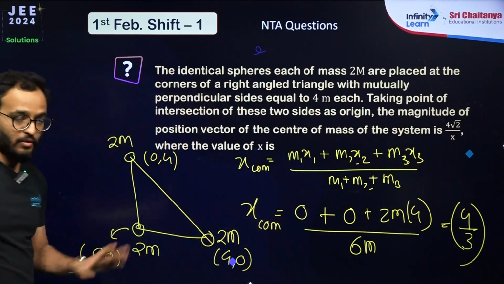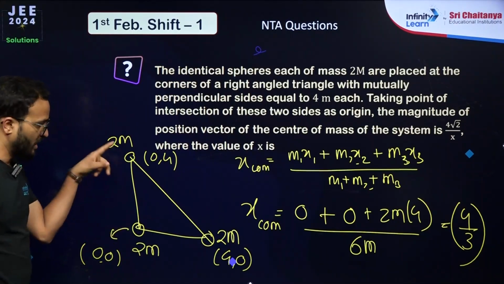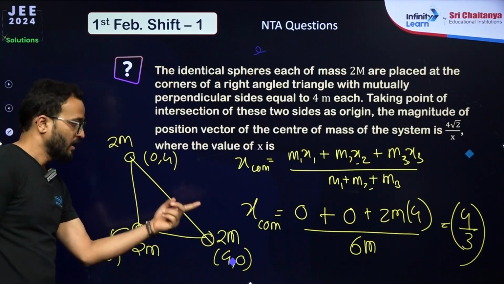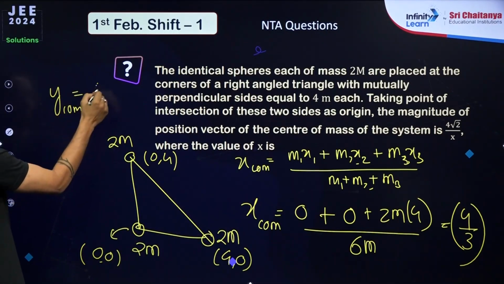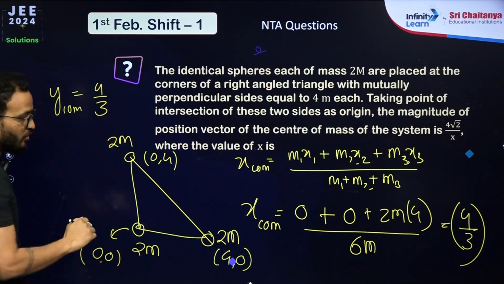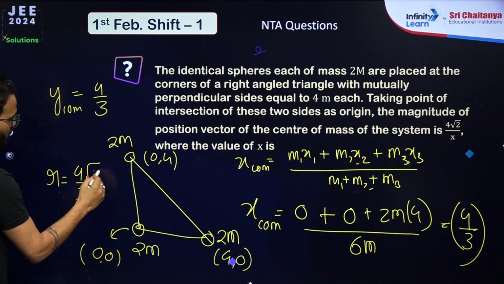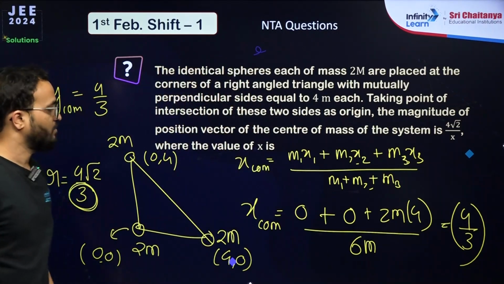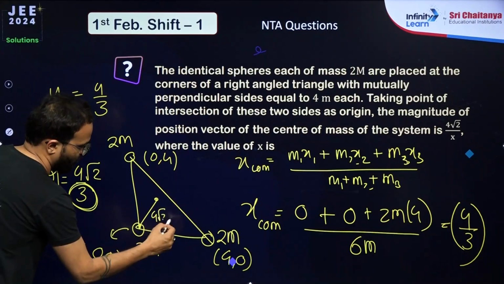Now if you look here carefully, these two were at the origin. These two had 0 x coordinate. Next, these two will have 0 y coordinate. So if you figure it out, the y coordinate will also come out similar, 4 by 3. So overall r will be 4 by 3 root 2. So this will be your answer 3. Got it? So the distance of the position vector that comes will be 4 root 2 by 3.